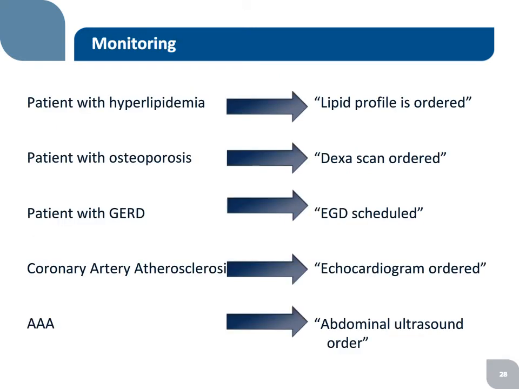Here are some examples of monitoring. Patient with hyperlipidemia, you're ordering a lipid profile. Patient with osteoporosis, maybe you're ordering a DEXA scan. Take note of the aneurysm. If we just see that in the past medical history or we see aneurysm in the assessment, was it repaired? Are you monitoring it? What was the size? When's the next ultrasound? We want to see that it's still a current condition. Sometimes things are repaired and they no longer have those conditions. It becomes a history of an aneurysm. So be careful of that.